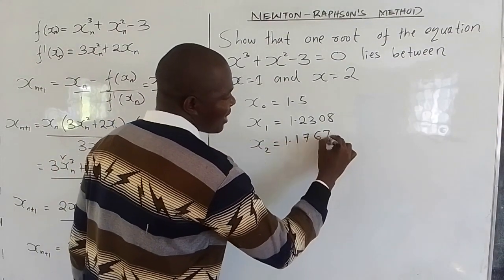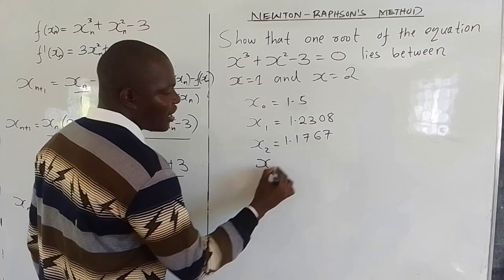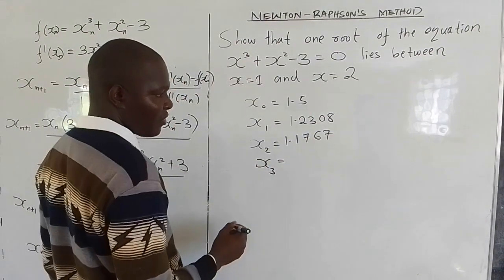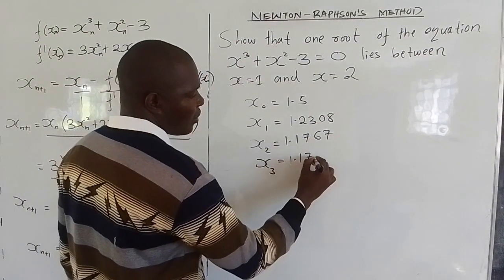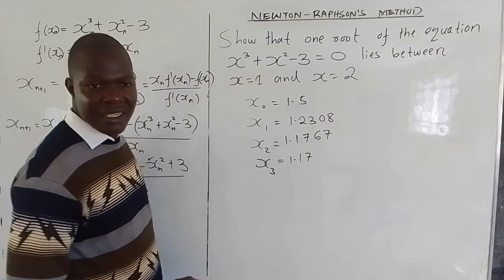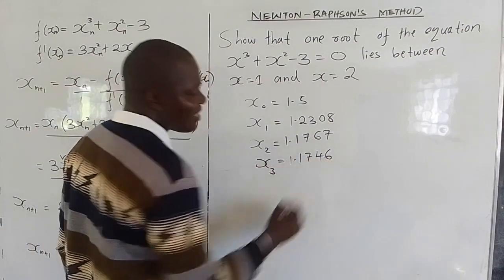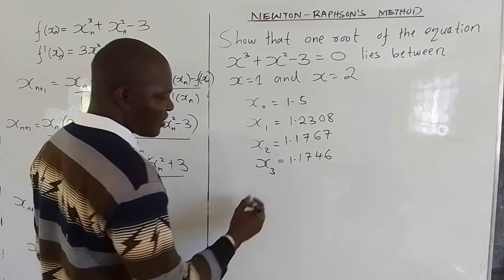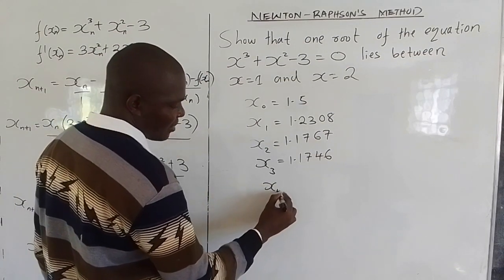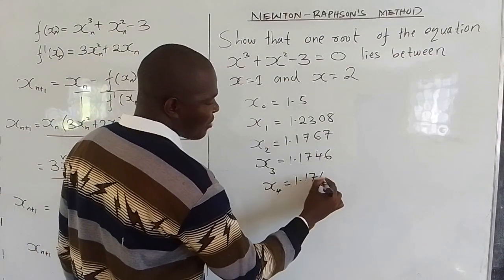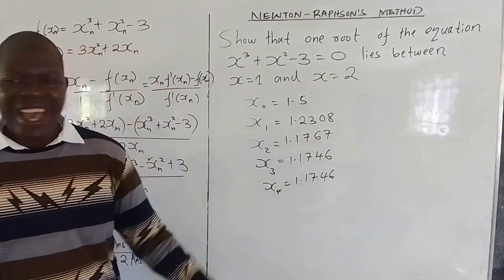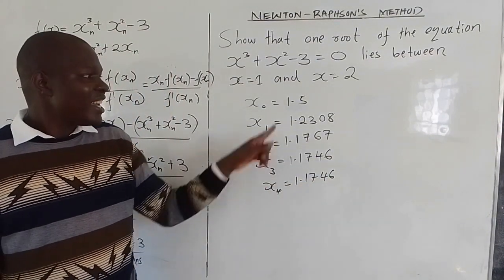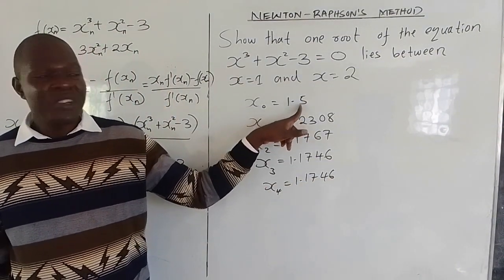1.1767. Then if you press equal sign again? 1.1746. Then if you press equal sign again? 1.1746. Have you seen? So you see the reason why I'm saying starting at the midway 1.5 is very convenient.